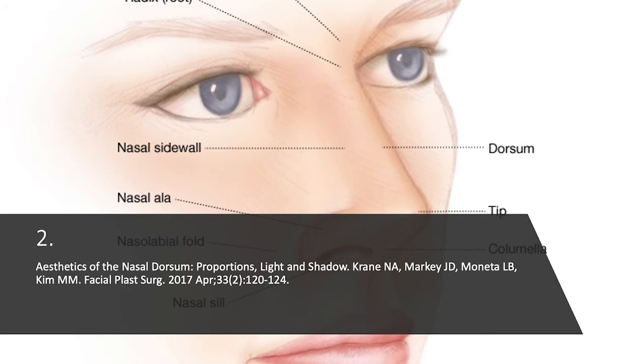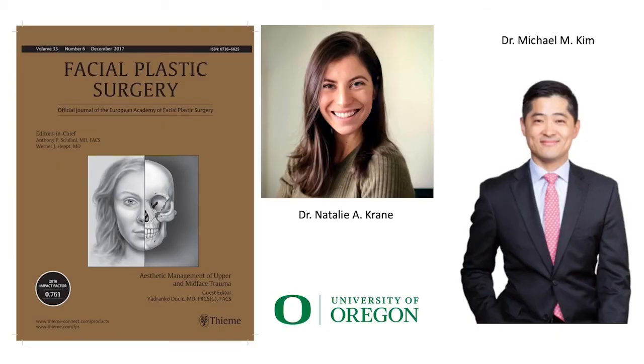The second article is called Aesthetics of the Nasal Dorsum, Proportions, Light, and Shadow. The article was published in the Journal of Facial Plastic Surgery in 2017. The first author is Dr. Natalie Crane, and the corresponding author is Dr. Michael Kim, who is on the faculty of the Department of Otolaryngology, Head and Neck Surgery at Oregon Health and Science University. The article is about assessing the aesthetics of the nasal dorsum and other factors to consider in the aesthetic analysis of the nasal dorsum, including ethnic differences.